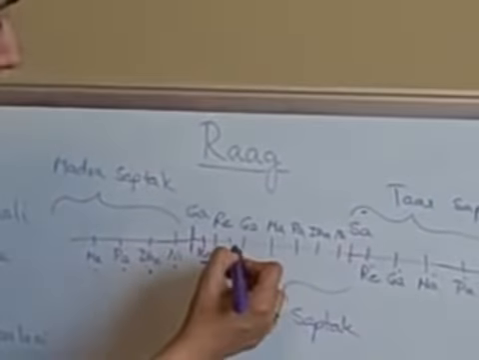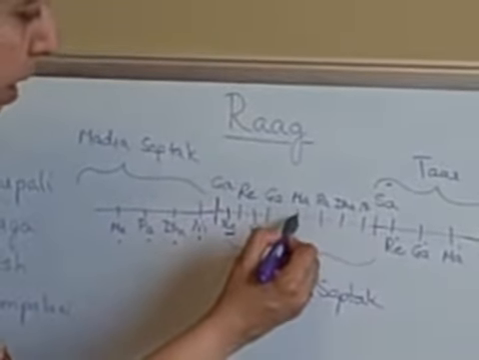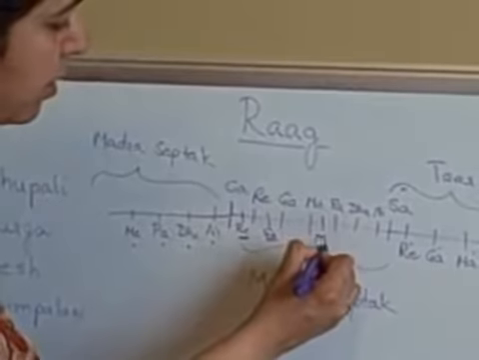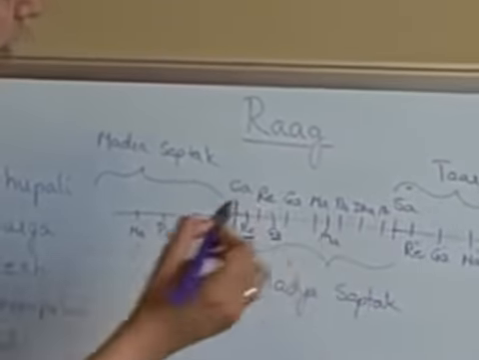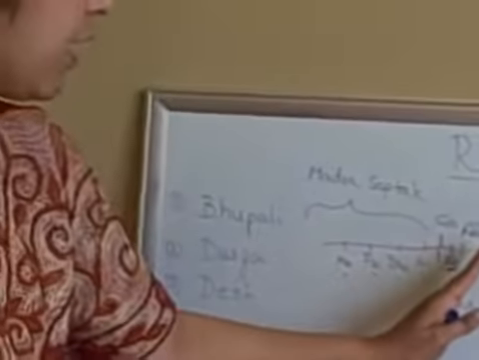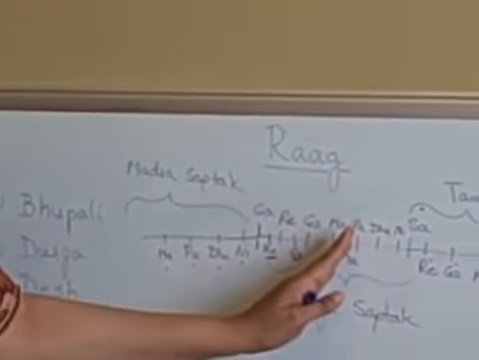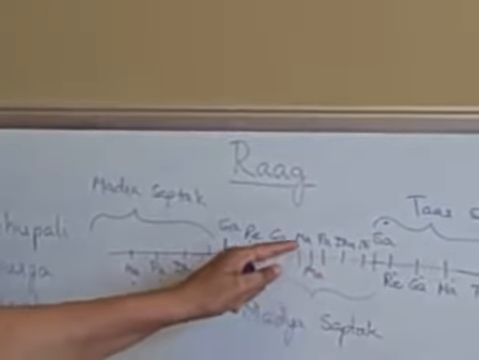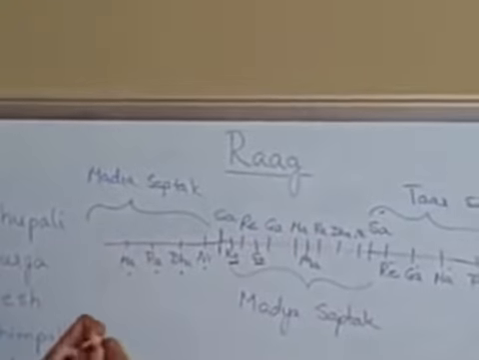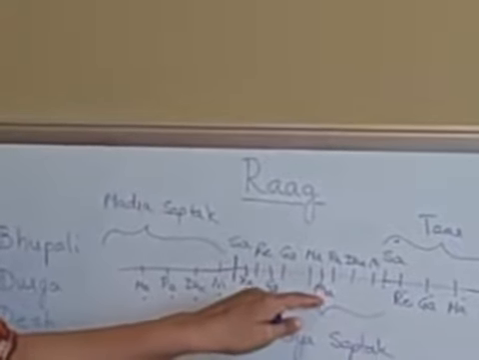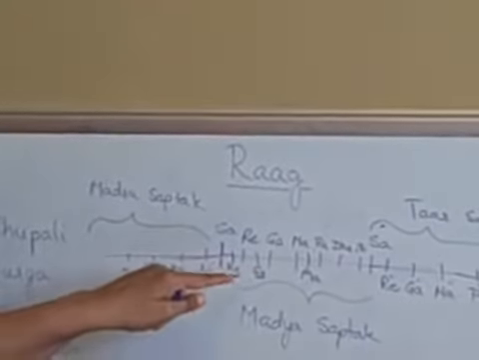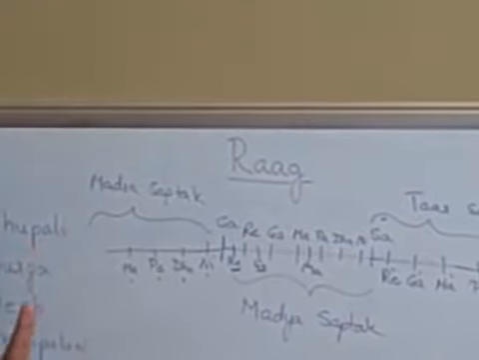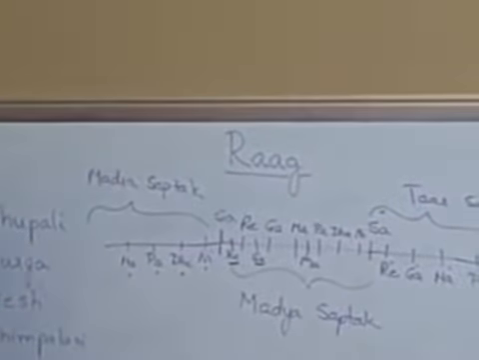Now between Ga and Ma there is no other note. However, between Ma and Pa there is another note defined as the Tivra Madhyam, which is defined with a vertical line on top. So Sa, Re, Ga, Ma, Pa. So it goes Ma, Ma, Pa. There is a very slight difference, but this sits in the middle. So this is called the Tivra Madhyam. All the Komal Swar are lower than their Shuddha counterparts. However, Tivra Madhyam is higher than its Shuddha counterpart. That's why it's called Tivra and not Komal Ma.